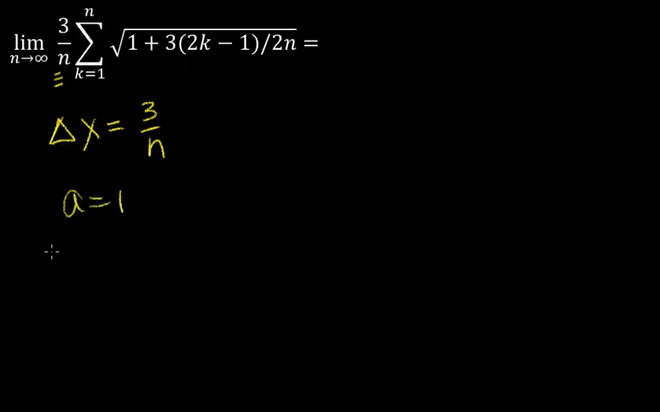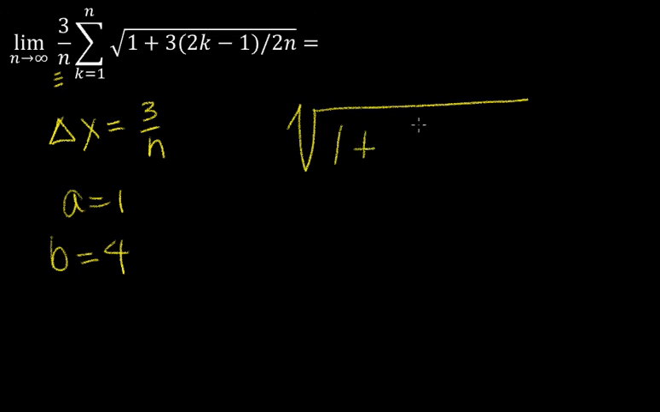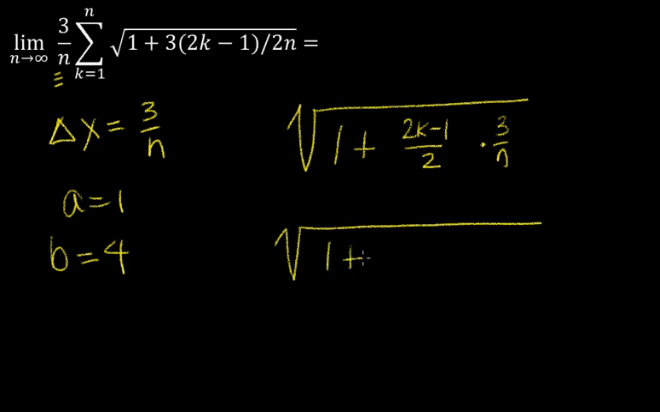And if delta x is 3 over n, this gives us b is equal to 4. But let's double check, what kind of sum is this? Well, if I write that square root this way, 1 plus, now delta x is 3 over n. So 3 over n. And what is left? Well, that's 2k minus 1 over 2. Oh, well, that's just the midpoint.